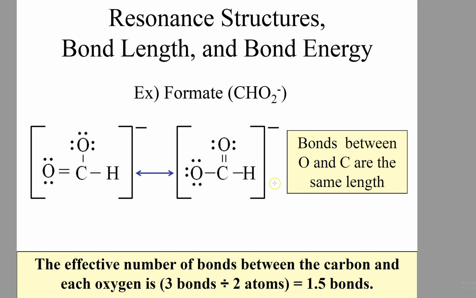Alright, another example is formate, or CHO2 minus. In this specific case, the bonds between O and C are of the same length. However, if you're taking a look at how many effective bonds you actually have, you have 3 bonds between the C and the O, across 2 atoms. And so in this specific case, you're getting 1.5. The reason we are using 3 here instead of 4 bonds is because the two oxygens attached to the carbon are going to be exactly the same.